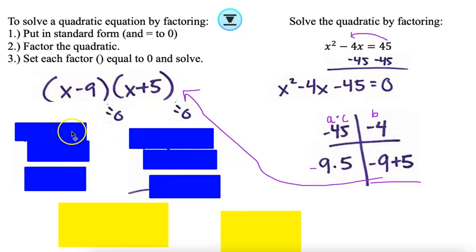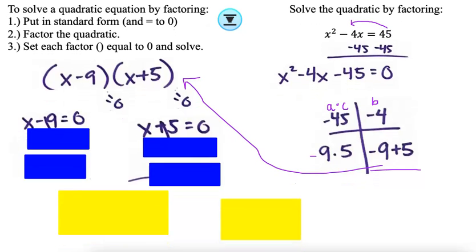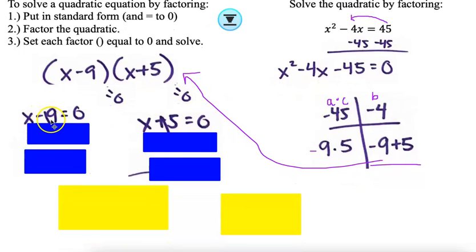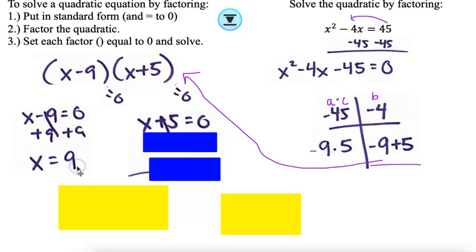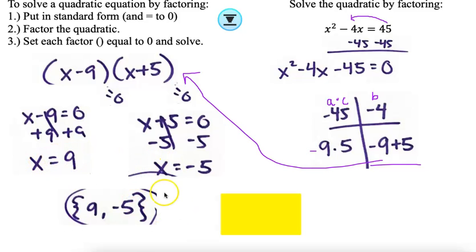So my first equation is x minus 9 equals 0. My second equation is x plus 5 equals 0. And then I just go back to algebra and solve a one-step equation. The opposite of minus 9 is plus 9 to both sides. 0 plus 9 is 9. So x equals 9 is my first solution. Over here, opposite of a plus 5 would be minus 5 to both sides to get x equals negative 5. So you can leave the answer like this, or if you wanted to, put them in your nice little curly brackets.